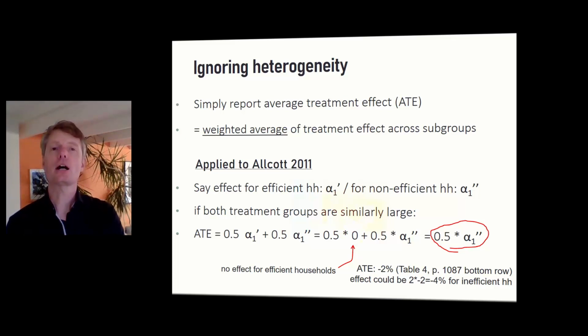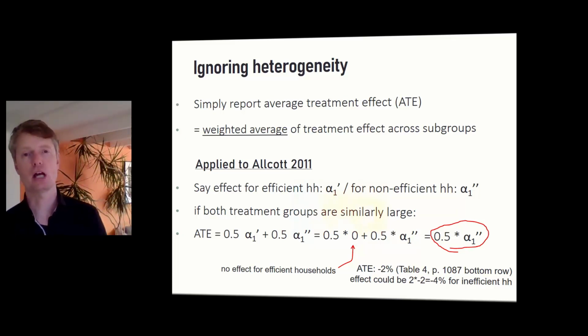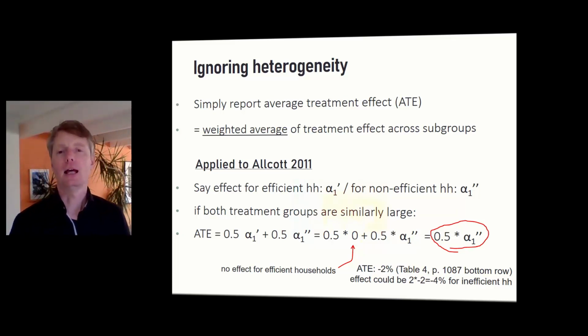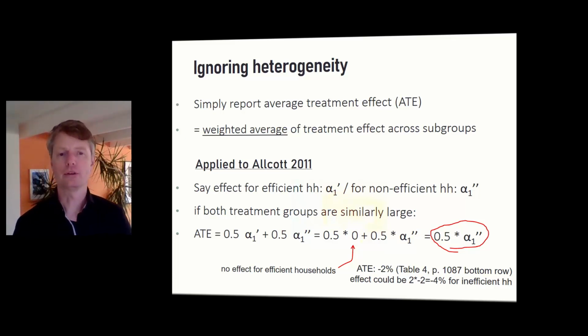There's the efficient households that already had a low electricity use before the treatment. The effect for them is denoted by alpha 1 prime. And then there's the treatment effect for the not so efficient households. And their treatment effect is denoted by alpha 1 double prime.